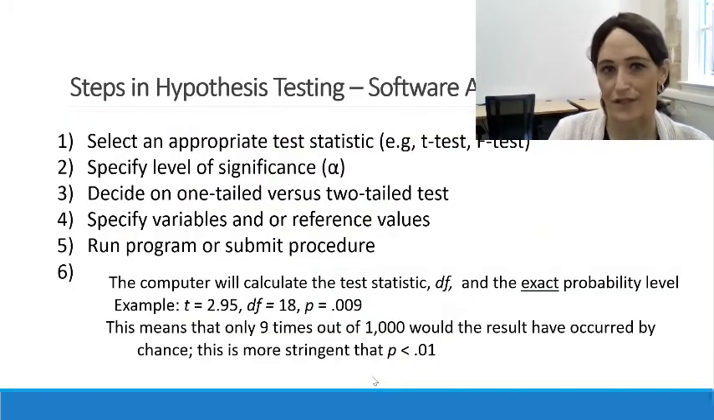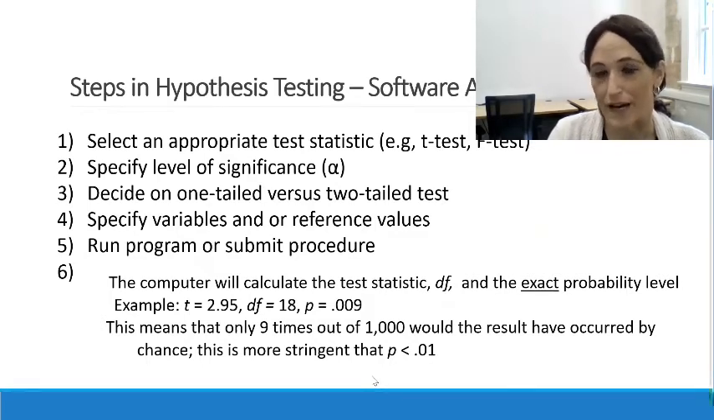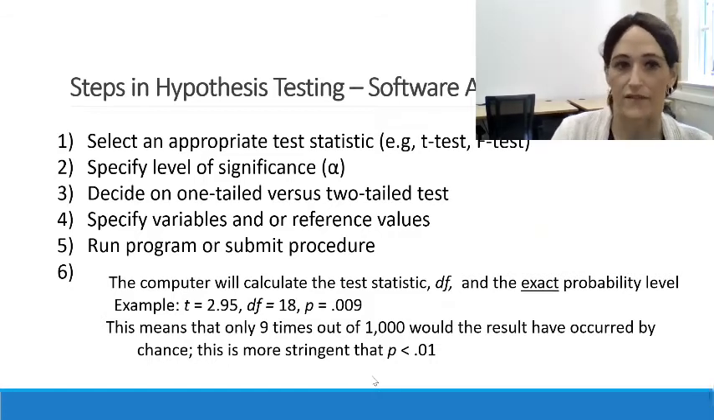The software approach is a little easier. We do still have to select an appropriate test, a test statistic. We do also have to specify a level of significance. Often there's a default setting, alpha 0.05, 95% confidence intervals, but that does technically have to be set, and it is decided upon by the researcher.